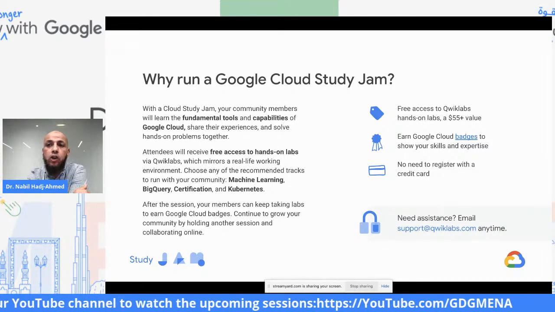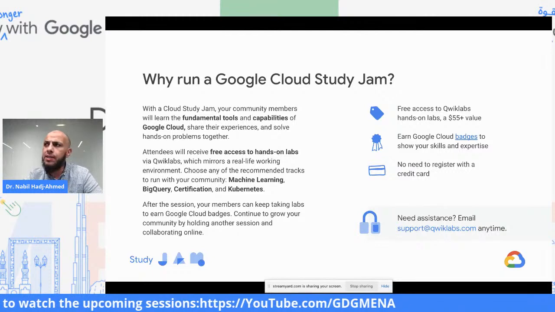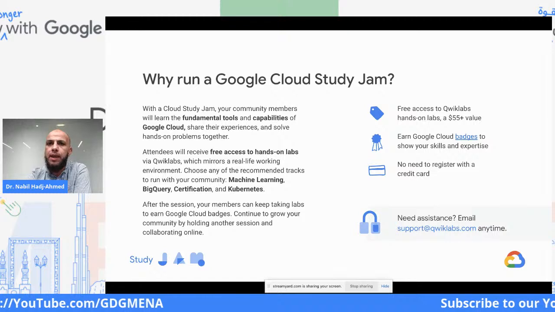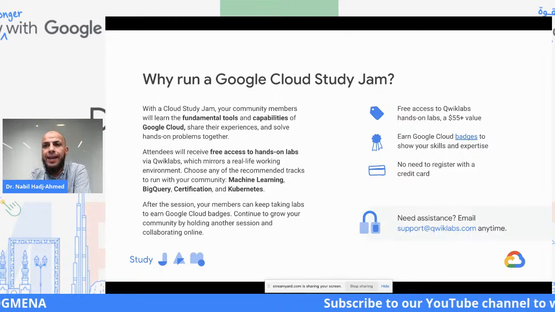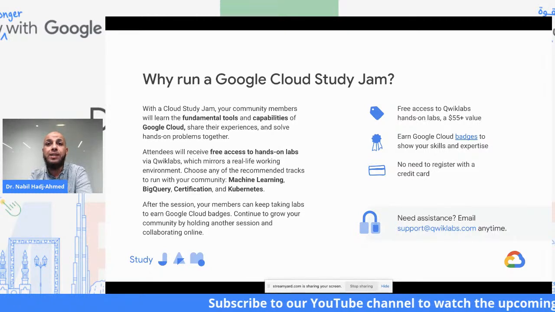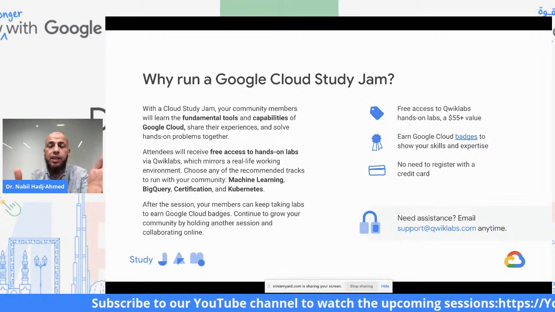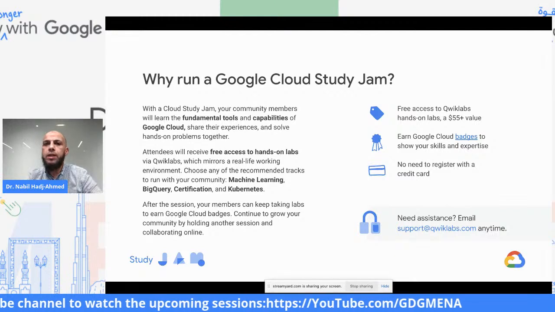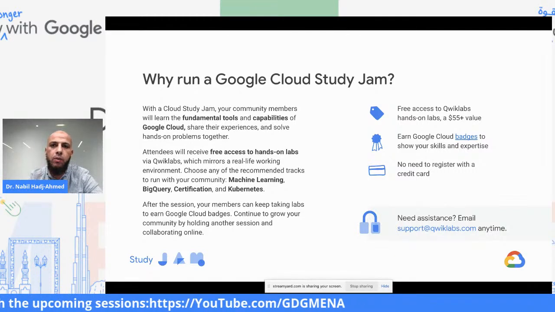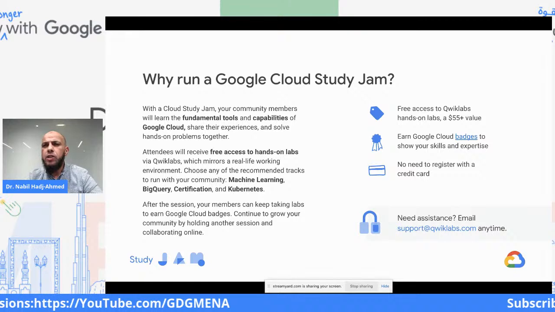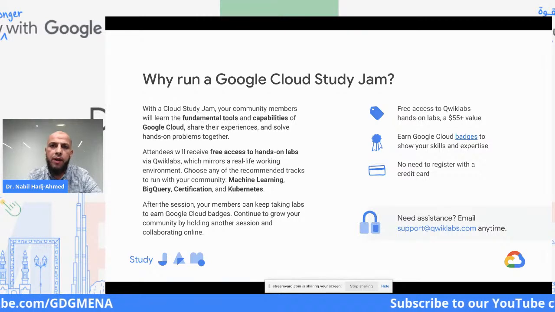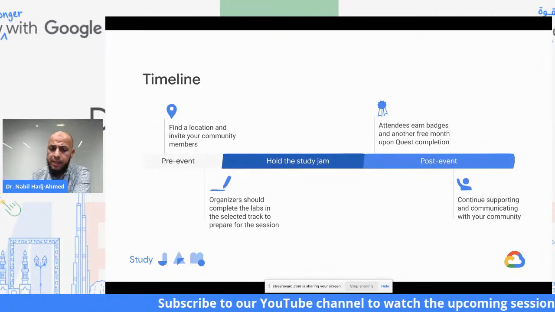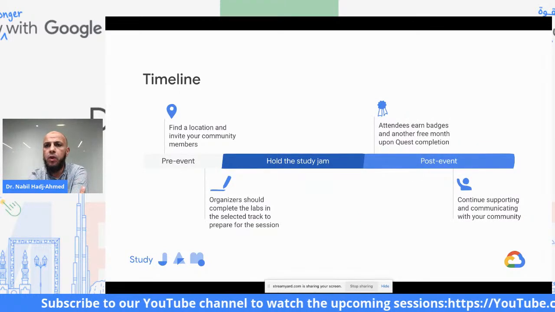Also, as part of this study jam, what you will be able to achieve is what we call a Google Cloud badge. A Google Cloud badge is something that Google started not long ago, and it will be a proof for you to say that you are an expert in this area. You already know the skills, you practiced, and you can share that badge on your social media account or your profile on LinkedIn. It does add value to your professional profile. So this is the timeline of a study jam.